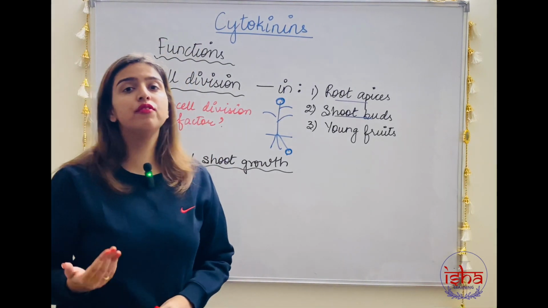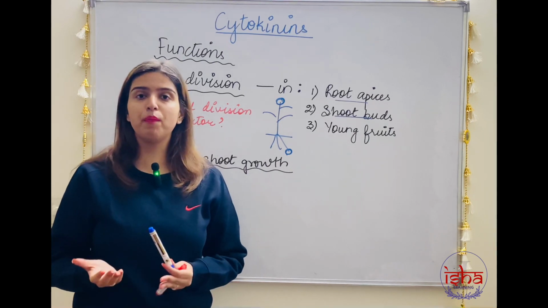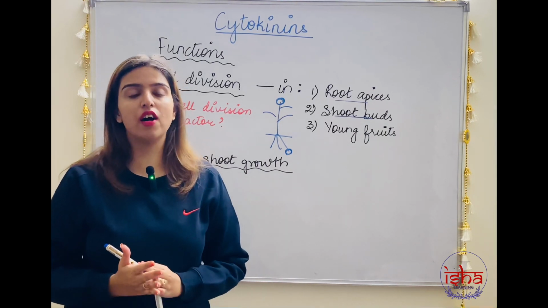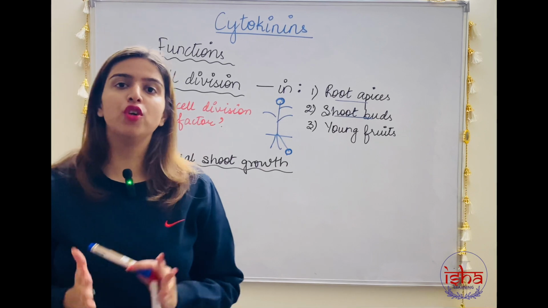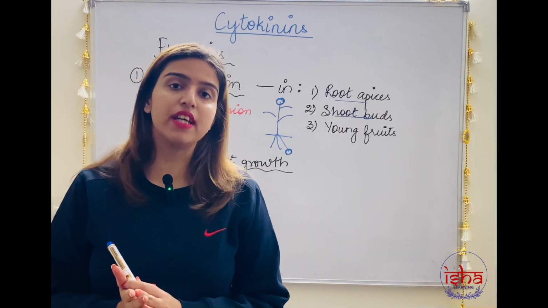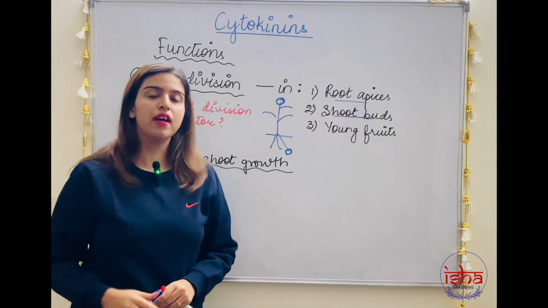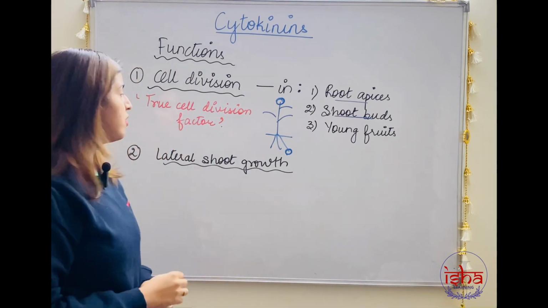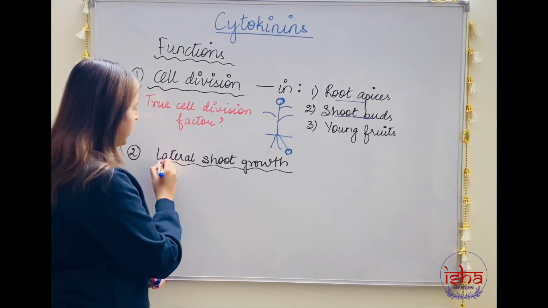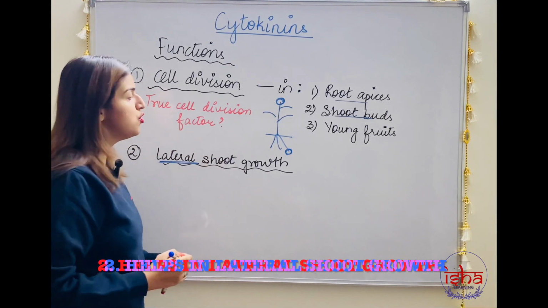Also in the young fruits that are undergoing development, there would be a very large number of cell divisions. You would also find a large amount of cytokinins in the developing or young fruits. Besides that, the second important function is that cytokinins help in lateral shoot growth.